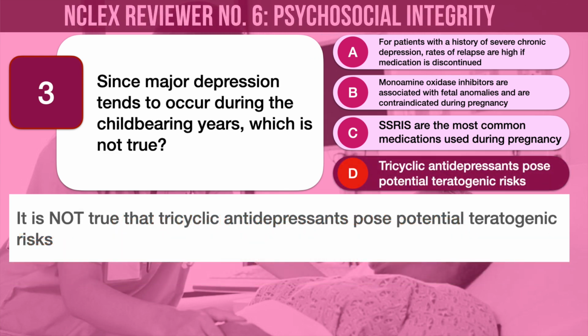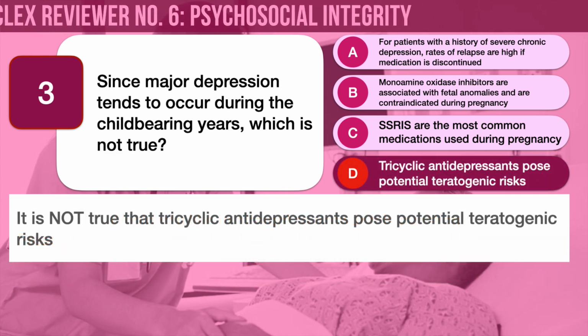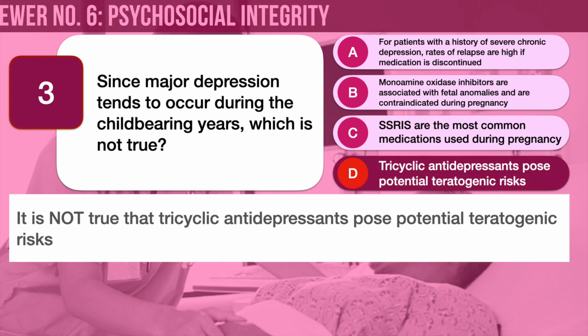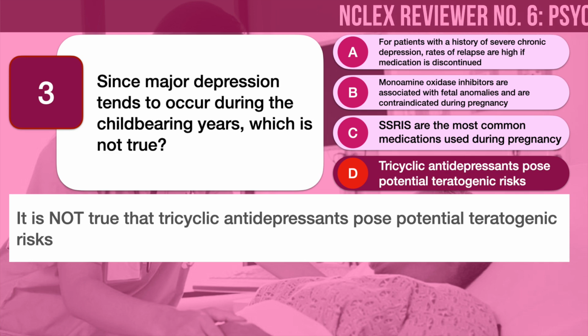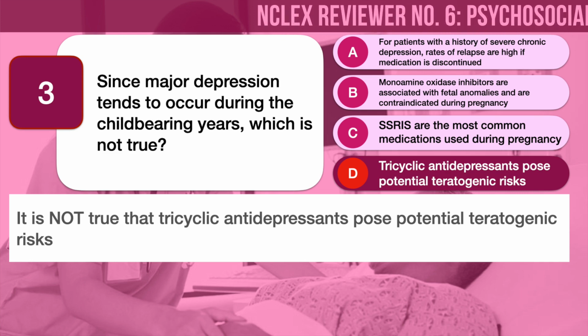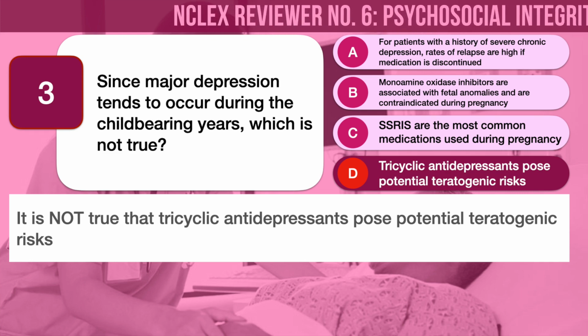The correct answer is D. That tricyclic antidepressants pose potential teratogenic risks is not true. Fluoxetine, sertraline, fluvoxamine, citalopram, and escitalopram are SSRIs that are pregnancy category C. Paroxetine is category D.